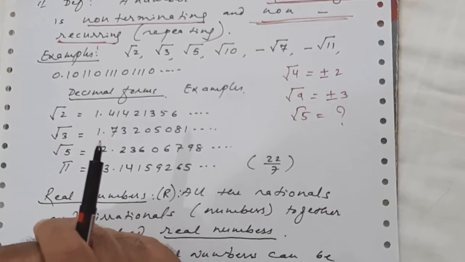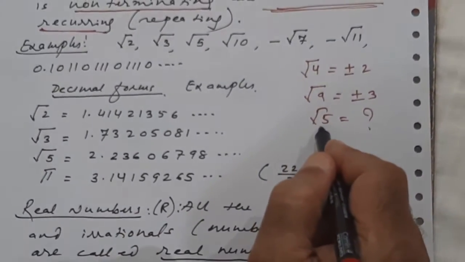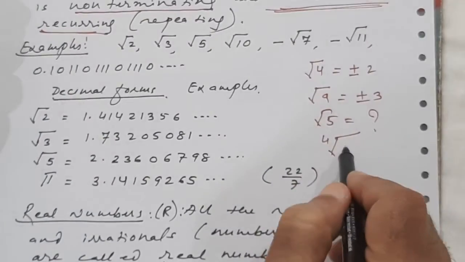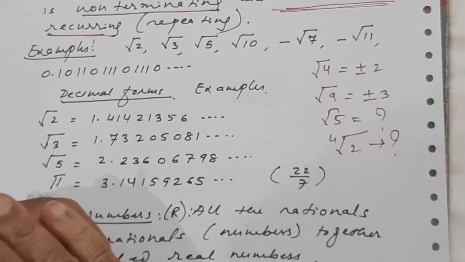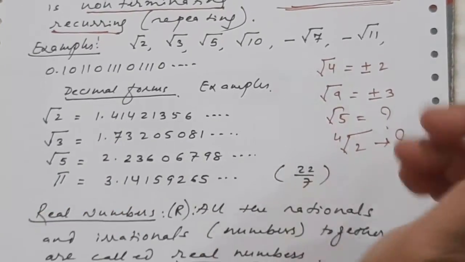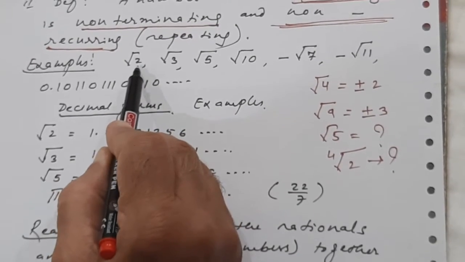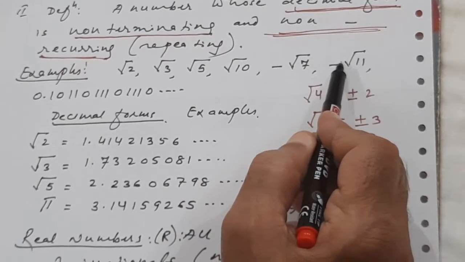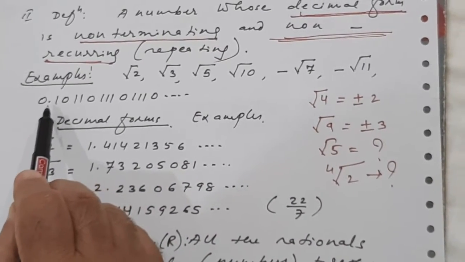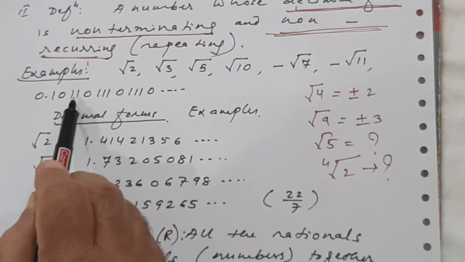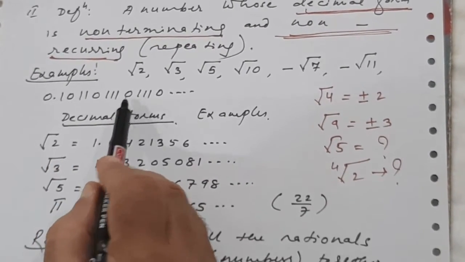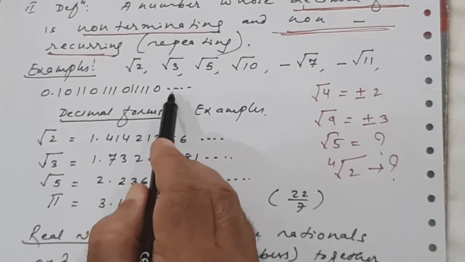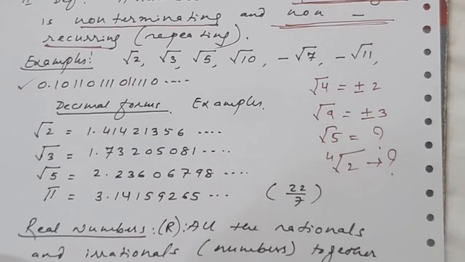So these types of roots may be third root, fourth root, fifth root. You can have the fourth root of 2. This will be an irrational number. Root 5 will be an irrational number. So examples written here are root 2, root 3, root 5, root 10, minus root 7, minus root 11, and one decimal form I have taken here: 0.10110111, then 1, then 0, 4 times 1 and then 0 and so on. So this is an irrational number.